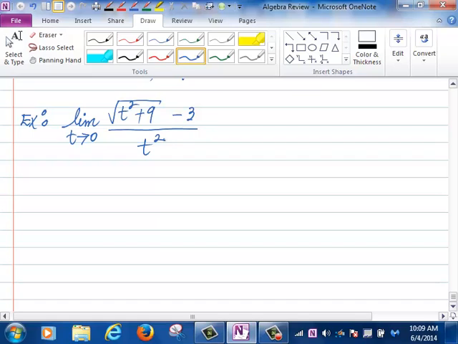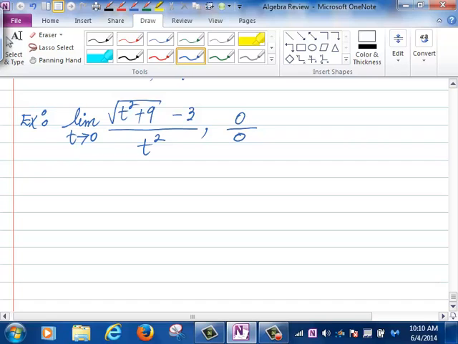Notice what happens. This is not the ratio of two polynomials anymore, right? This is not a rational function anymore. But however, our goal should be similar. That is, if I plug in 0 for t, what do I get in the numerator? I get 0 in the numerator because I'm going to get root of 9 minus 3, right? And of course, in the denominator, I get 0. So once again, I'm getting 0 over 0.